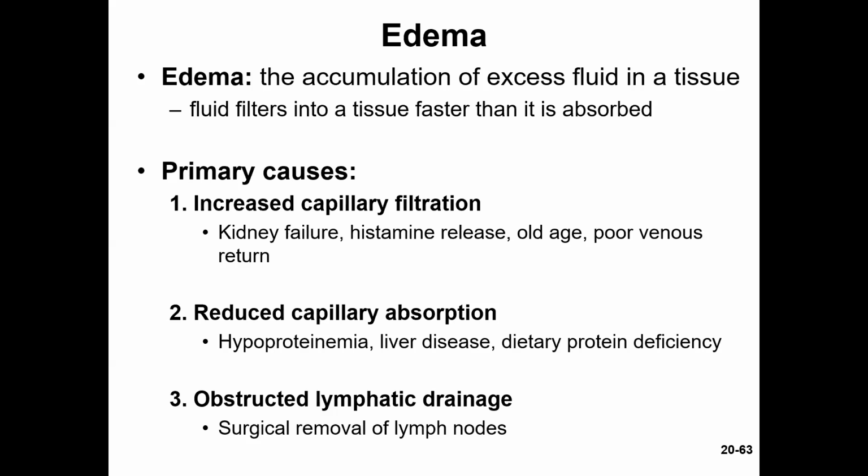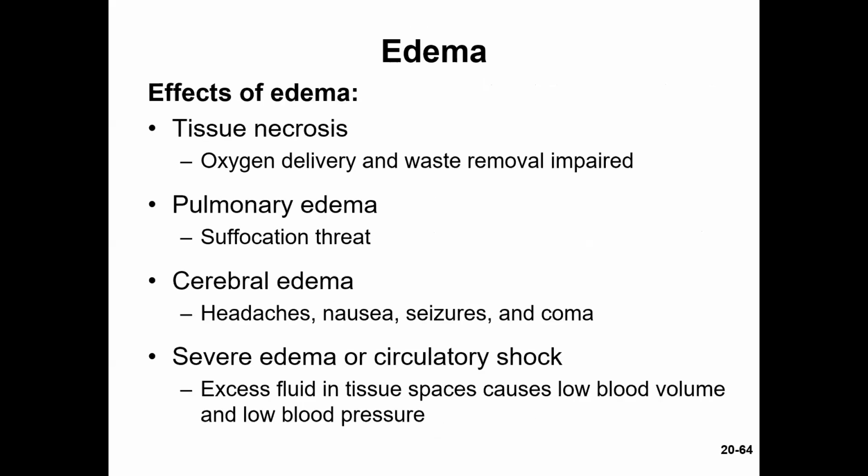Reduced capillary absorption from hypoproteinemia, liver disease, dietary protein deficiency, or an obstructed lymphatic drainage system. Surgical removal of the lymph nodes is an example of that. Lymphedema, we call that. Effects of edema: tissue necrosis, as oxygen delivery and waste removal are impaired. Pulmonary edema, suffocation is the threat there. Cerebral edema, headaches, nausea, seizures, and coma. Severe edema can lead to circulatory shock. Excess fluid in the tissue spaces causes low blood volume and low blood pressure.